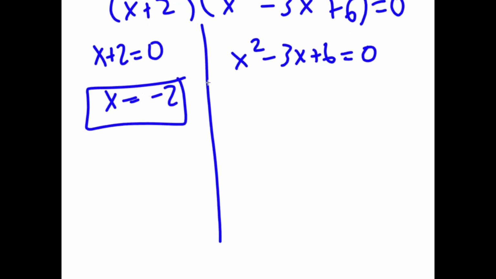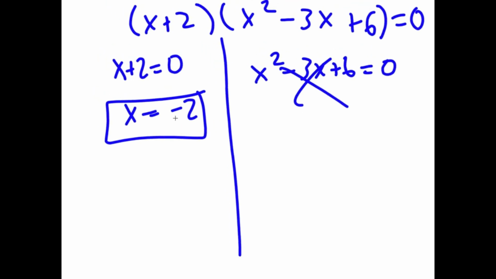And for x squared minus 3x plus 6 equals 0, we have to use the quadratic formula. And I'm not going to waste your guys' time by actually plugging these into the quadratic formula, but the final answer is that it's actually going to be rejected because the square root is going to be negative, and you can't take the square root of a negative. So my only answer is x equals negative 2.